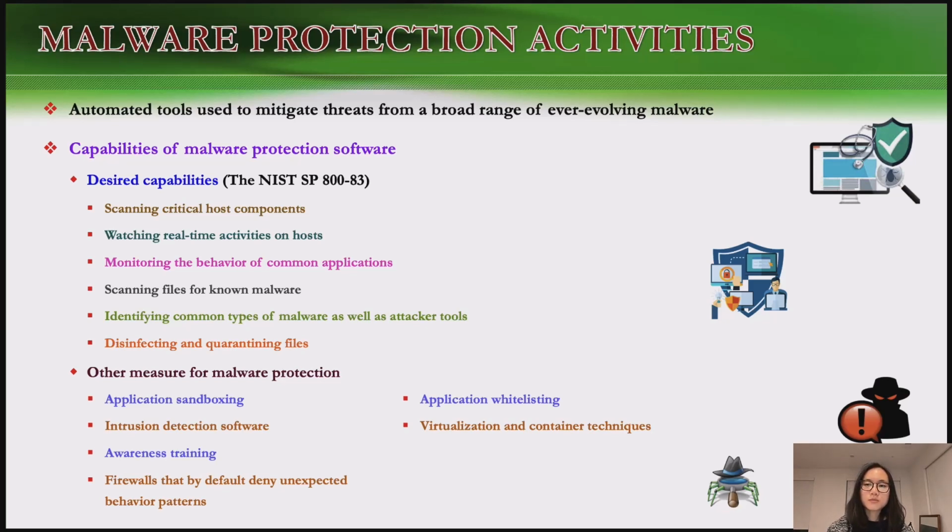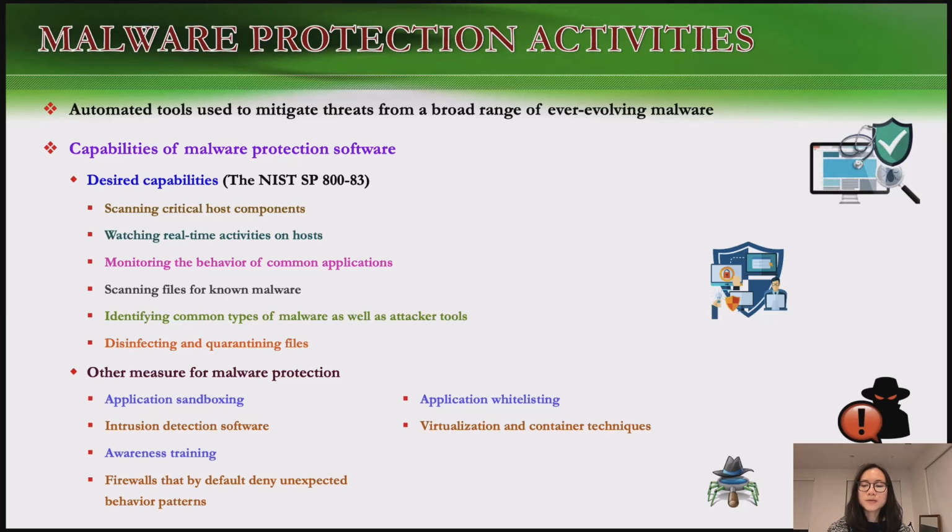A malware protection software is desired to provide a scanning function for critical host components such as startup files and boot records. Also, a malware protection software should be able to watch real-time activities on hosts and check for suspicious activities, such as scanning all email attachments for known malware as emails are sent and received. In addition, it is desired to have functions that allow configuring anti-malware software to perform real-time scans of each file as it is downloaded, opened, or executed. This function is known as on-access scanning.